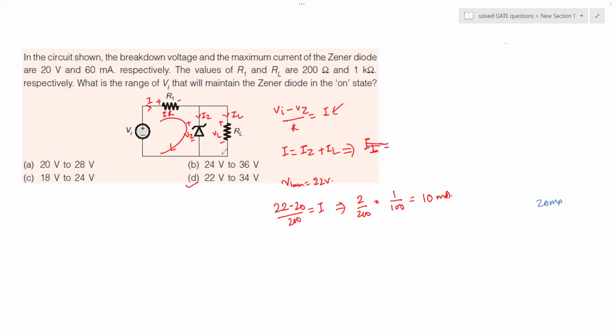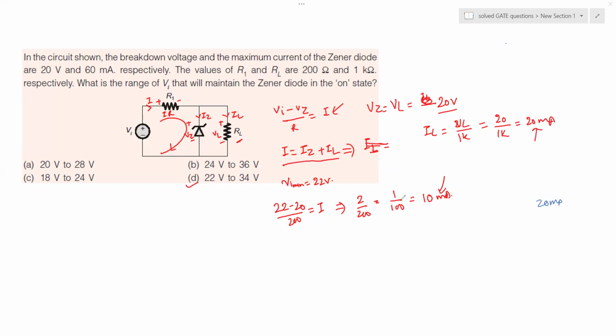When the Zener diode conducts current, the voltage across the Zener is VZ, which is equal to VL, equal to 20 volts. Then IL would be VL divided by 1K, that is the resistor RL. So it will be 20 divided by 1K, which is 20 milliampere. So we know the value of I now, which is 10 milliamp, and the value of IL, which is 20 milliamp.